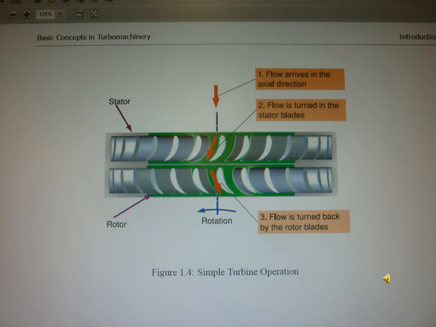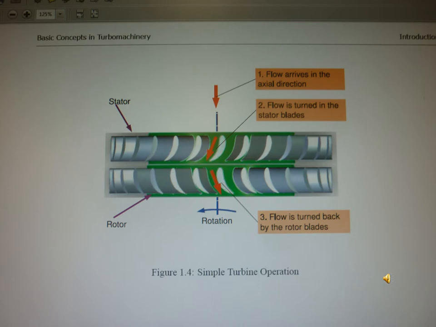In the Siemens turbine's operation, the stator and the rotor operate together. Number one, the flow direction: the flow arrives in the exit direction. Number two, the flow is turned by the stator blade. And number three, the flow is turned back by the rotor blade. The rotation is across the two, and the blue arrows show the direction. So this is the simple turbine operation.